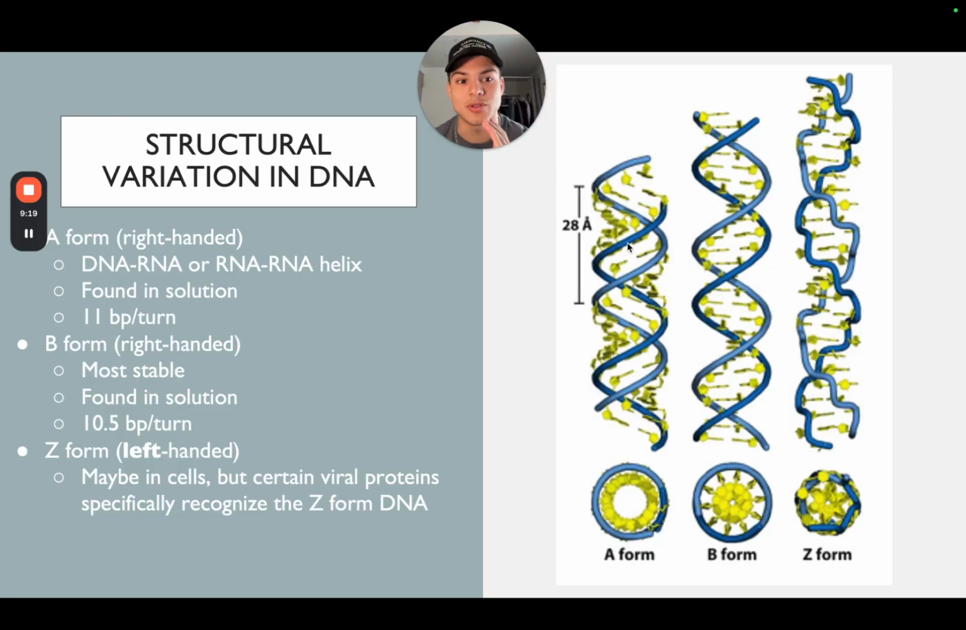And the B is the most stable, so it's a little bit wider. It's not as compact. What this means is that we're going to have fewer base pairs per turn, and we're going to have 10.5. And then lastly is the Z, but this one specifically is left-handed. It is not right-handed. With the Z, you don't really need to know the base pairs per turn, but I'm pretty sure it's like 12, if I'm not mistaken, or 10. I don't remember. You see, you don't even need to know it. But all I want to say is that these are maybe in cells, but really they're mostly found in viral proteins that recognize the C form of DNA.